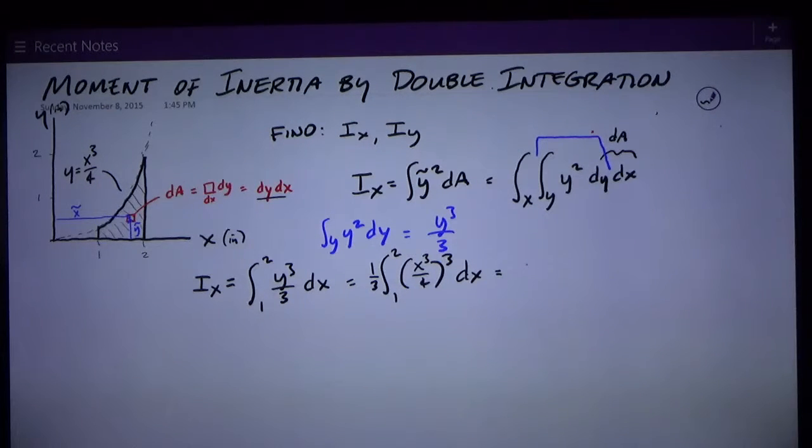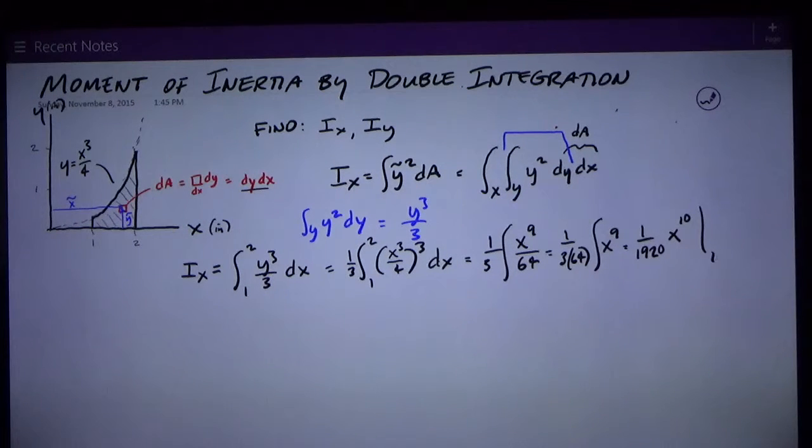So I can evaluate that as 1 over 3, and then on the inside of the integral, I've got x to the 9th. Evaluate x cubed over 4 cubed is x to the 9th over 64. And so I can bring that 1/64th out, and I get 1 over 3 times 64, integral x to the 9th, which is equal to 1 over 1920, which is 3 times 64 times 10, times x to the 10th power. So I want to evaluate that from 1 to 2.